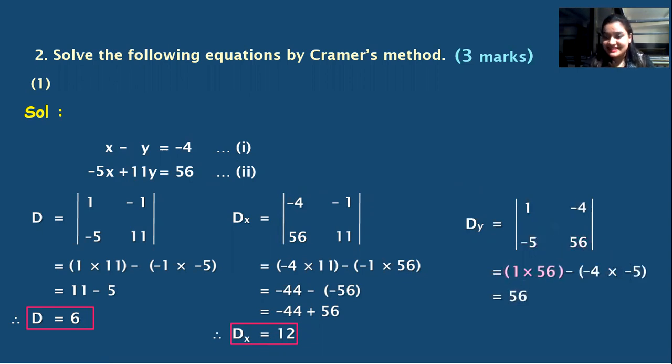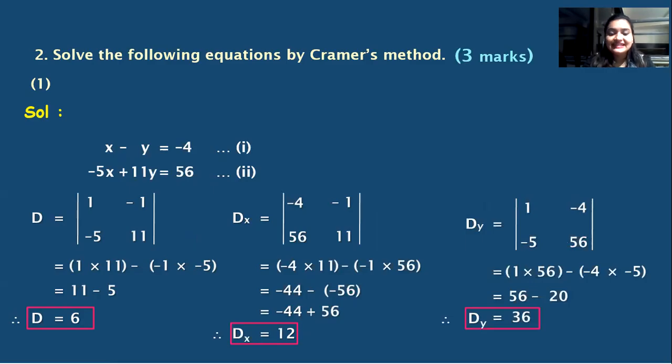56 ones are 56, minus 4 into minus 5 will be minus 20. 56 minus 20 gives you 36. Once we are done with D, Dx and Dy, you need to find out x and y, and that is your responsibility. By Cramer's rule, for x the formula is Dx upon D. For y the formula is Dy upon D. So you will understand till here, and then you will find the value of x and y.